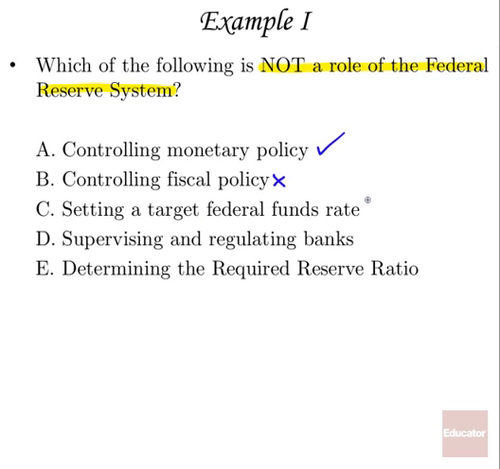Setting a target federal funds rate? Yes, they do that through the FOMC. Do they supervise and regulate banks? Absolutely. Do they determine the required reserve ratio? Absolutely. So the correct answer is going to be B. They don't control fiscal policy.